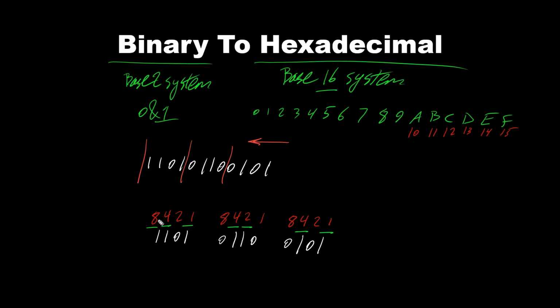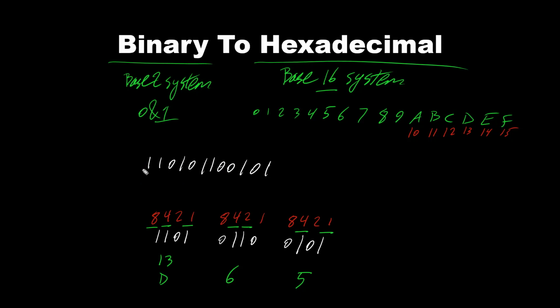So in this group, 8 plus 4 is 12, plus 1, 13. Let's write 13. And of course, in hexadecimal, 13 is D, as we can see here. So I'm going to write down D. In this group, we can see only 4 and 2 turned on, so 4 plus 2, that's 6. And in this group, we have 4 and 1 turned on, so 4 plus 1, that's 5. Therefore, this binary number is equivalent to D65 in hexadecimal number system.